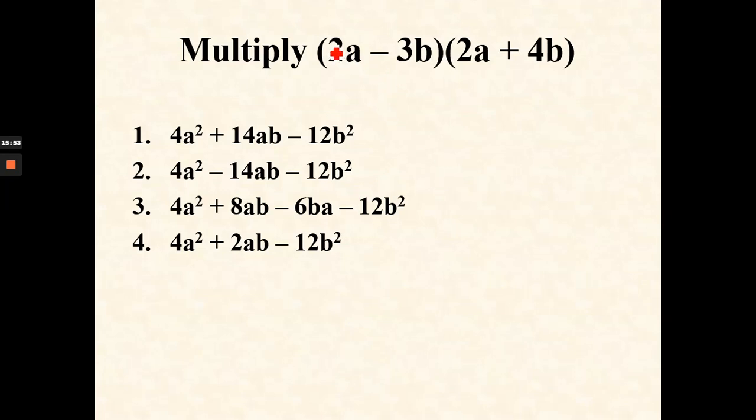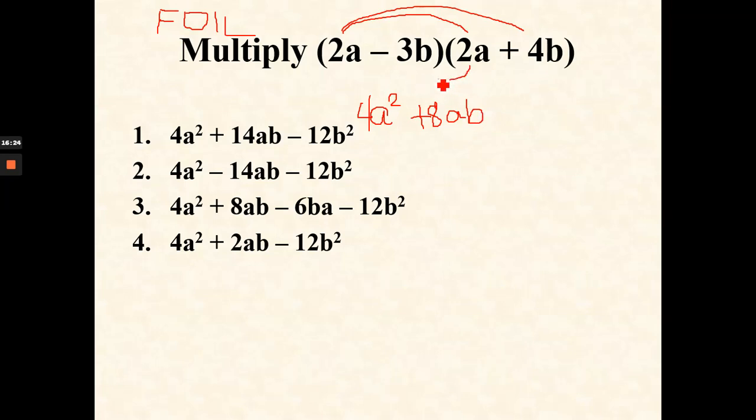Next, we have here, doing the same thing. Again, it's up to you if you're going to write the acronym FOIL. So 2 times 2, that is 4. And then you are going to add the exponents, a raised to 2. O for outer: 2 times 4, that is positive 8ab. Then negative 3 times 2, that is negative 6ab. And L stands for last: negative 3b times positive 4b, that is negative 12. Since they are the same, b and b, so 1 plus 1, that is b squared.